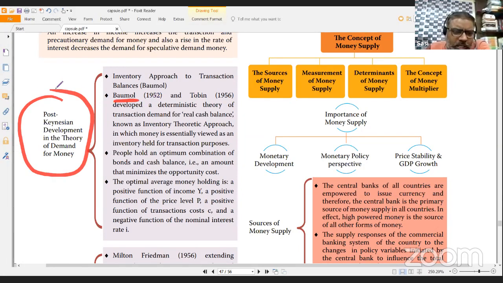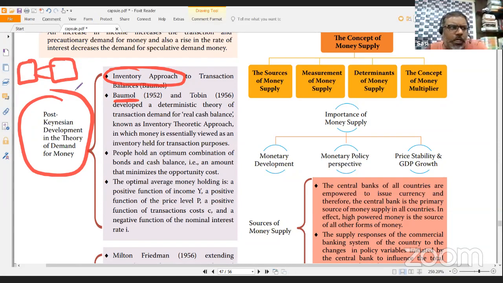In addition to that, there are some more approaches to the post-Keynesian developments in the theory of money. Baumol approach is there in the financial management, cash management also. They called this the inventory approach. According to them, this Keynes approach of either fully cash or fully bonds is wrong. People will keep sufficient amount of cash and sufficient amount of bonds also, and they will switch between them. Sometimes they will purchase bonds, sometimes they will sell bonds to encash them.